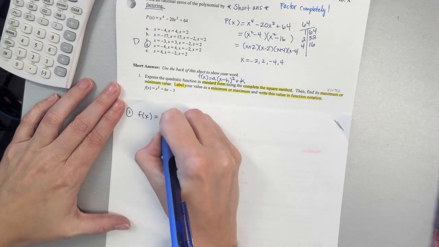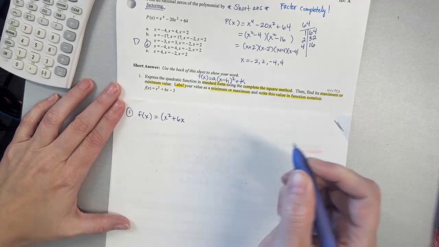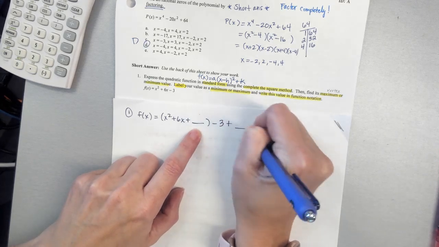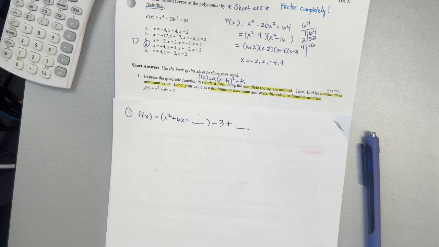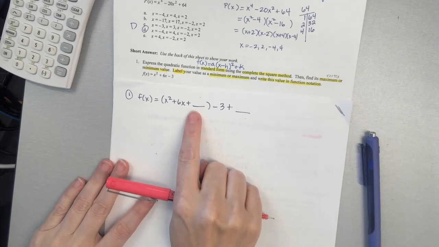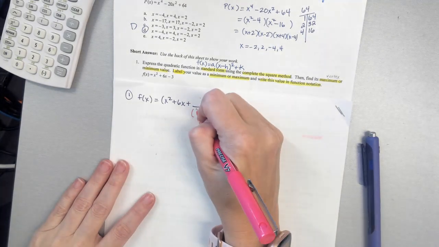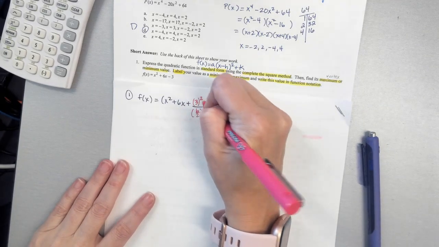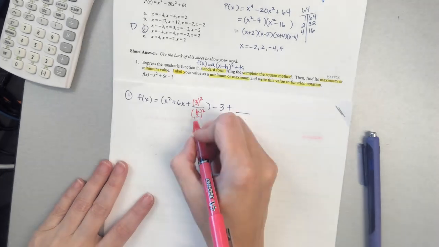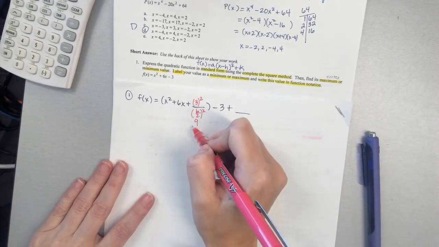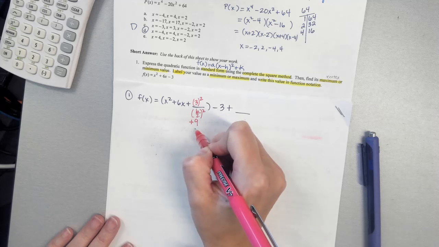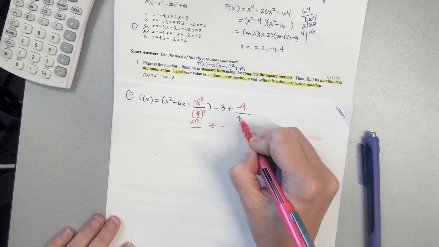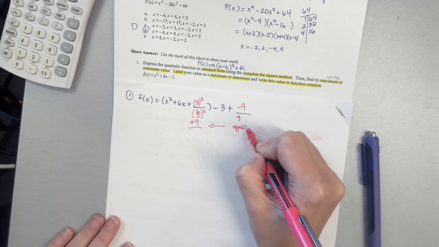Okay, so for number 1, you're going to group the terms together. And notice it says completing the square method, so you have to know how to fill this out properly. You have to complete this perfect square trinomial. So you're filling this in with b over 2 squared. So 6 divided by 2 is 3. What's 3 squared? 9. So when you are doing this, remember, if you're adding 9 to balance the equation, you have to subtract it. So these should always be opposites.